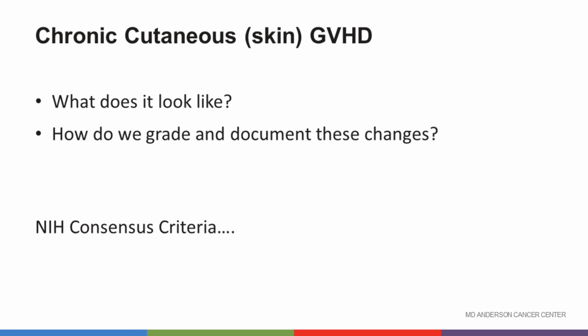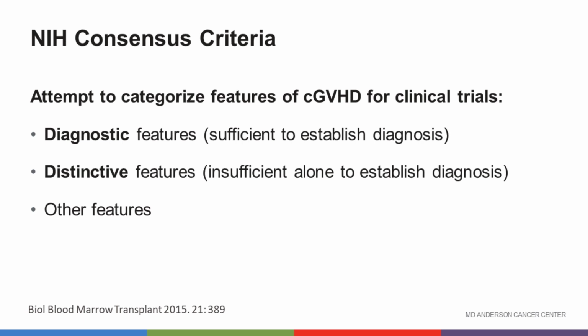So what does chronic GVHD of the skin look like, and how do we grade and document these changes? For this, we refer to the National Institutes of Health consensus criteria. Those criteria were an attempt to categorize the features of chronic GVHD for clinical trials. So everybody was talking about the same skin changes when they were deciding on how to start clinical trials for skin GVHD.